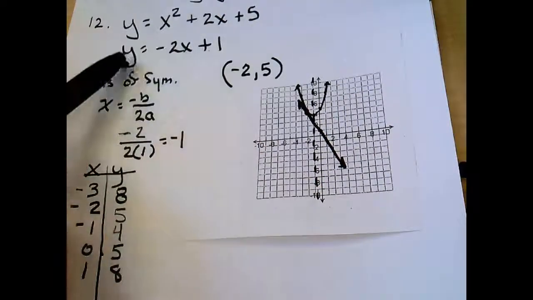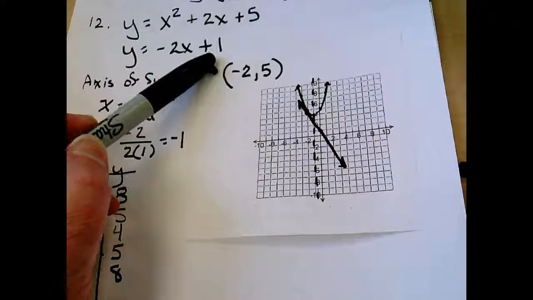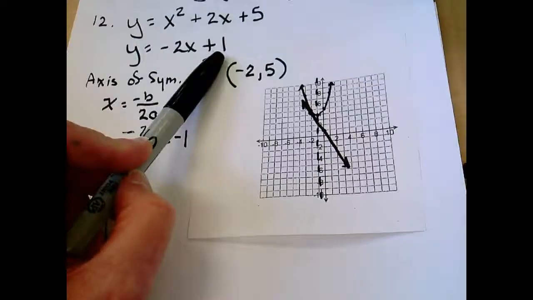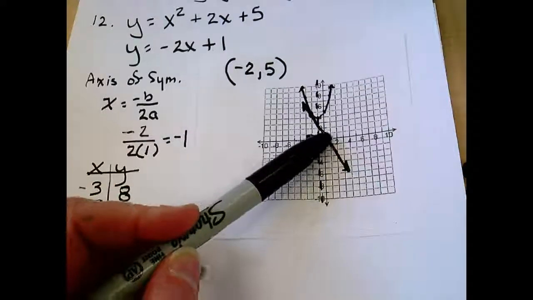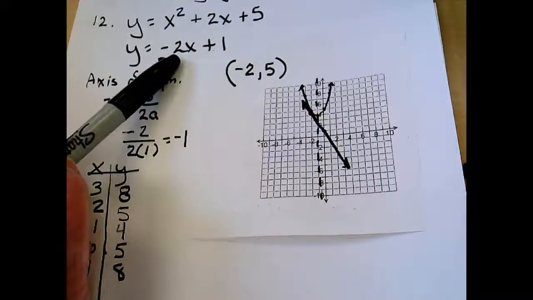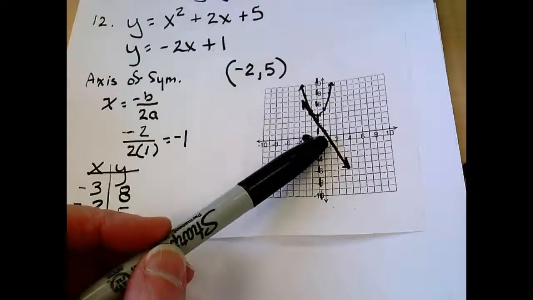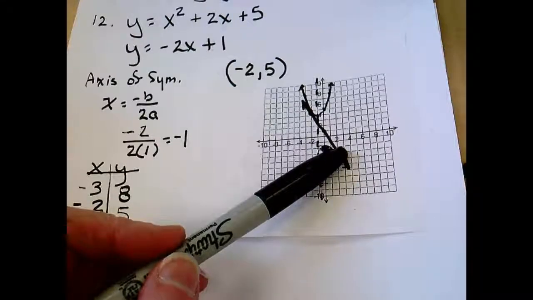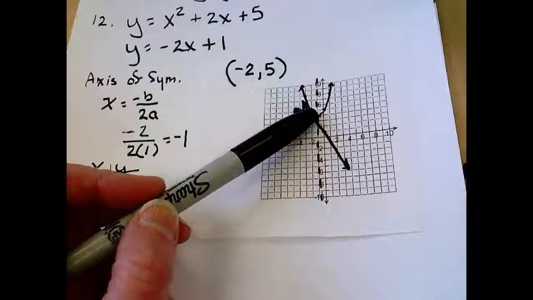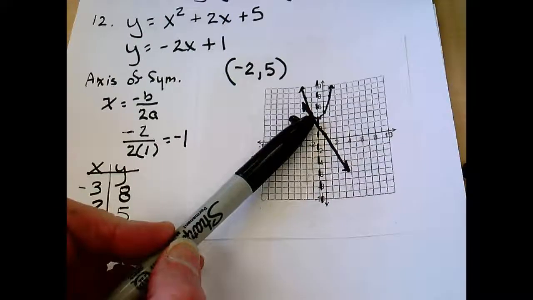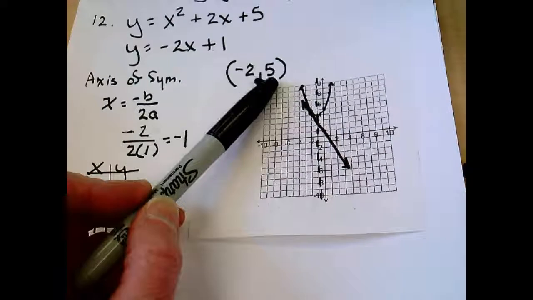Then I have to plot my line. It's in slope-intercept form. My y-intercept's 1, so I plot 0, 1. My slope is negative 2 over 1, so I go down 2 over 1, down 2 over 1, connect my dots, and I find that my intersection point is at negative 2, 5.